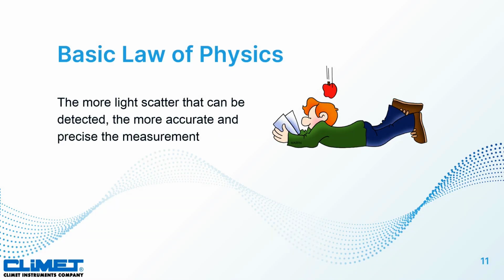When counting and, in particular, when sizing a particle, there's a basic law of physics that the more light scatter that can be detected, the more accurate and precise the measurement. Indeed, there are three types of optical sensors, which we will discuss next.